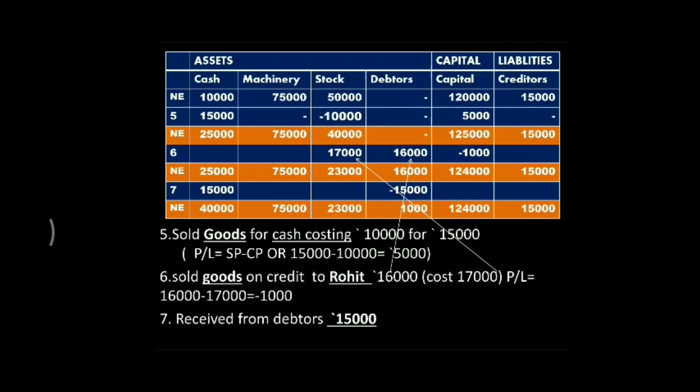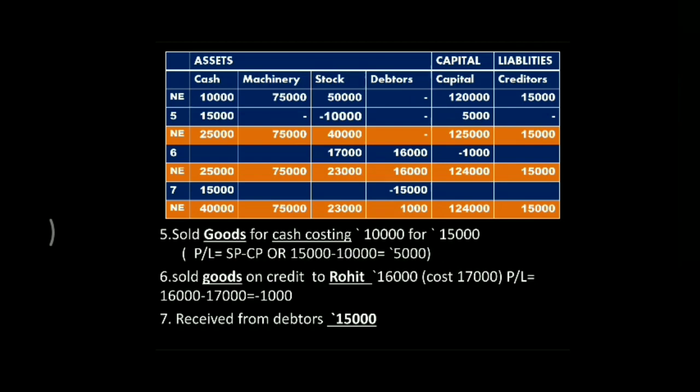And again we will calculate profit or loss. Selling price is 16,000, cost price is 17,000, so it is coming as a negative: we have incurred a loss. In case of profit it is added, in case of loss it will be deducted. So from capital we are deducting rupees 1,000. After this transaction, now cash 25,000, machinery 75,000, stock 23,000, debtors 16,000, capital 1,24,000, and liabilities in the form of creditors 15,000.